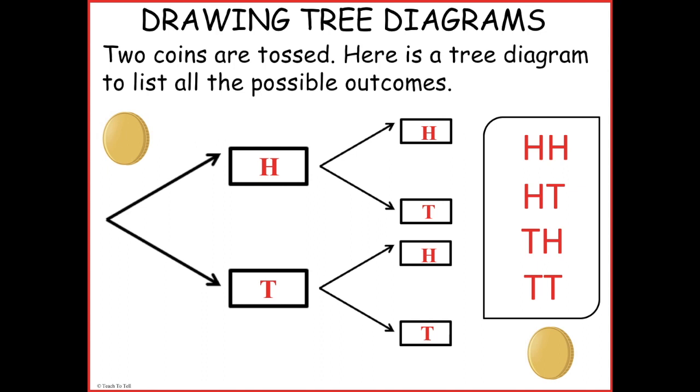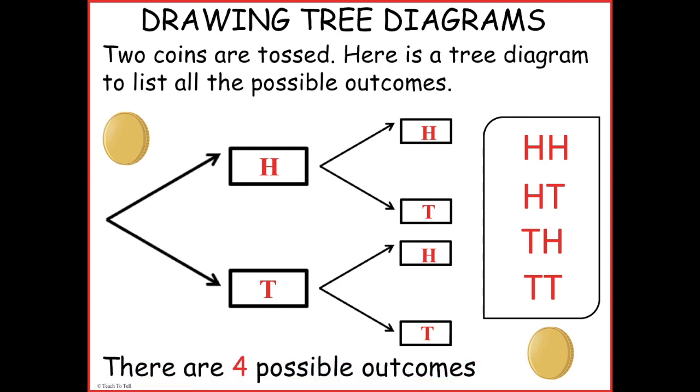So we have shown here that either method, using the tree diagram or the chart, will get you the same answer. If 2 coins are tossed, we have 4 possible outcomes.